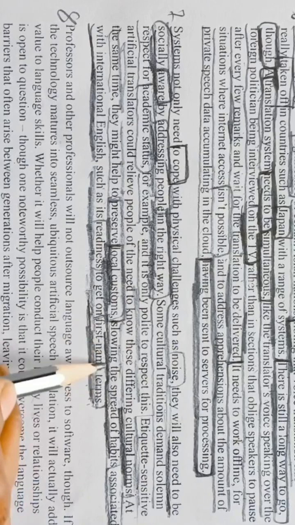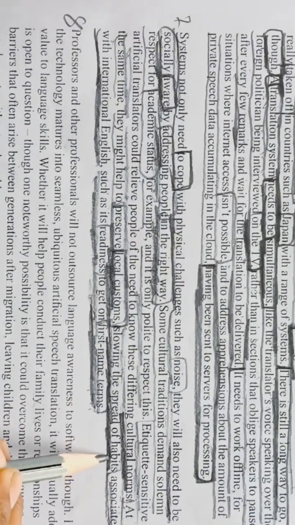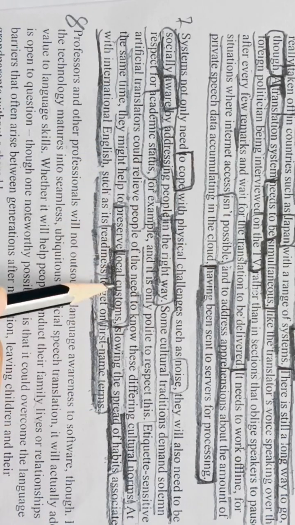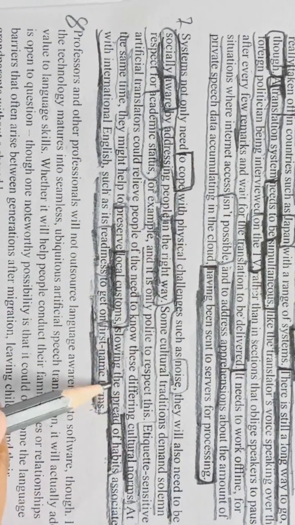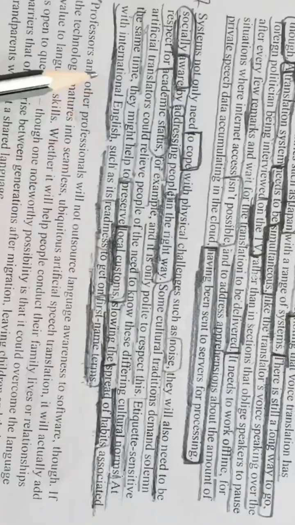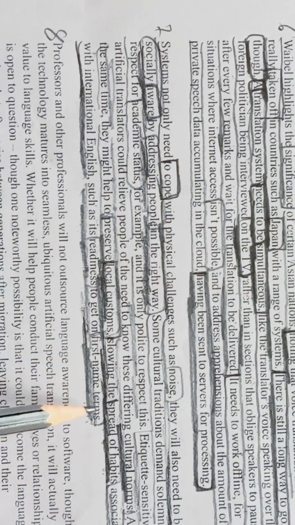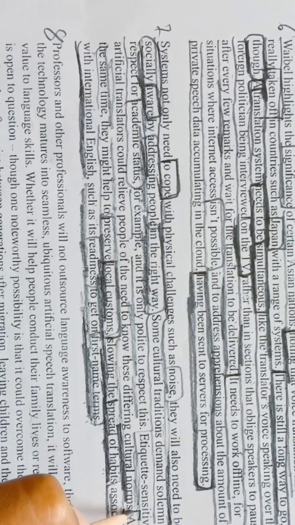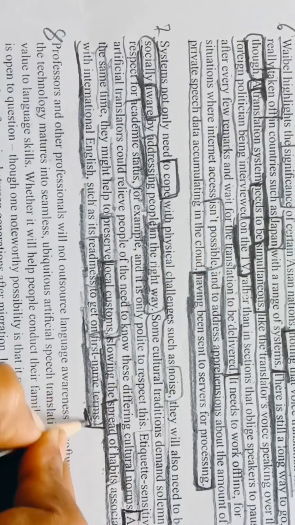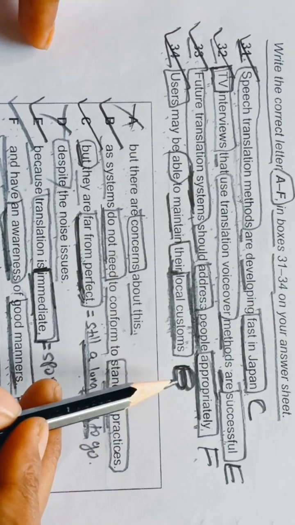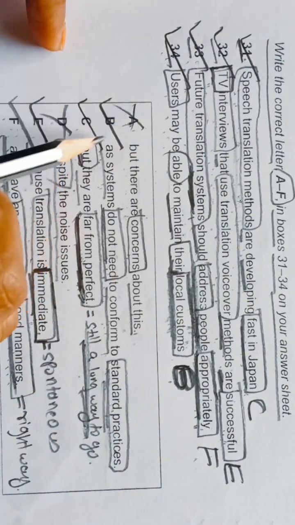Okay, slowing the spread of habits. Okay, so here they are talking about standard practices. At the same time they might have to maintain local practices, slowing the spread of habits associated with international English, such as its readiness to get on first name terms. So we are getting our answer from here to here. And that's why we have written B in front of 34 in our answer sheet.